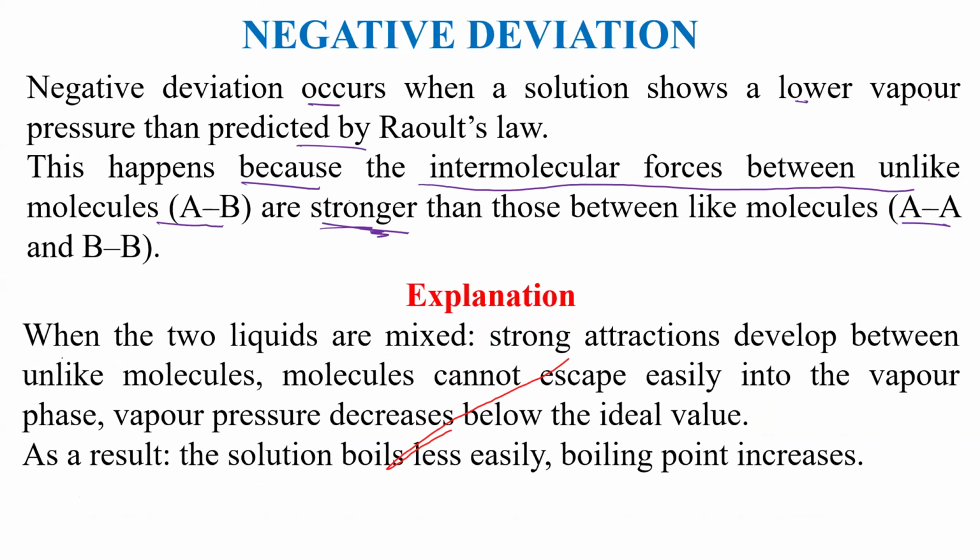The explanation is saying that when two liquids are mixed, strong attractions develop between unlike molecules. Molecules cannot escape easily into the vapor phase. First wait: the reason why they cannot escape easily is because there is a strong attraction. So due to this strong attraction which develops between the unlike molecules, they cannot easily escape to the vapor phase. Continue. Vapor pressure decreases below the ideal value. As a result, the solution boils less easily. Boiling point increases. I believe now you can even draw that diagram. Isn't it true?